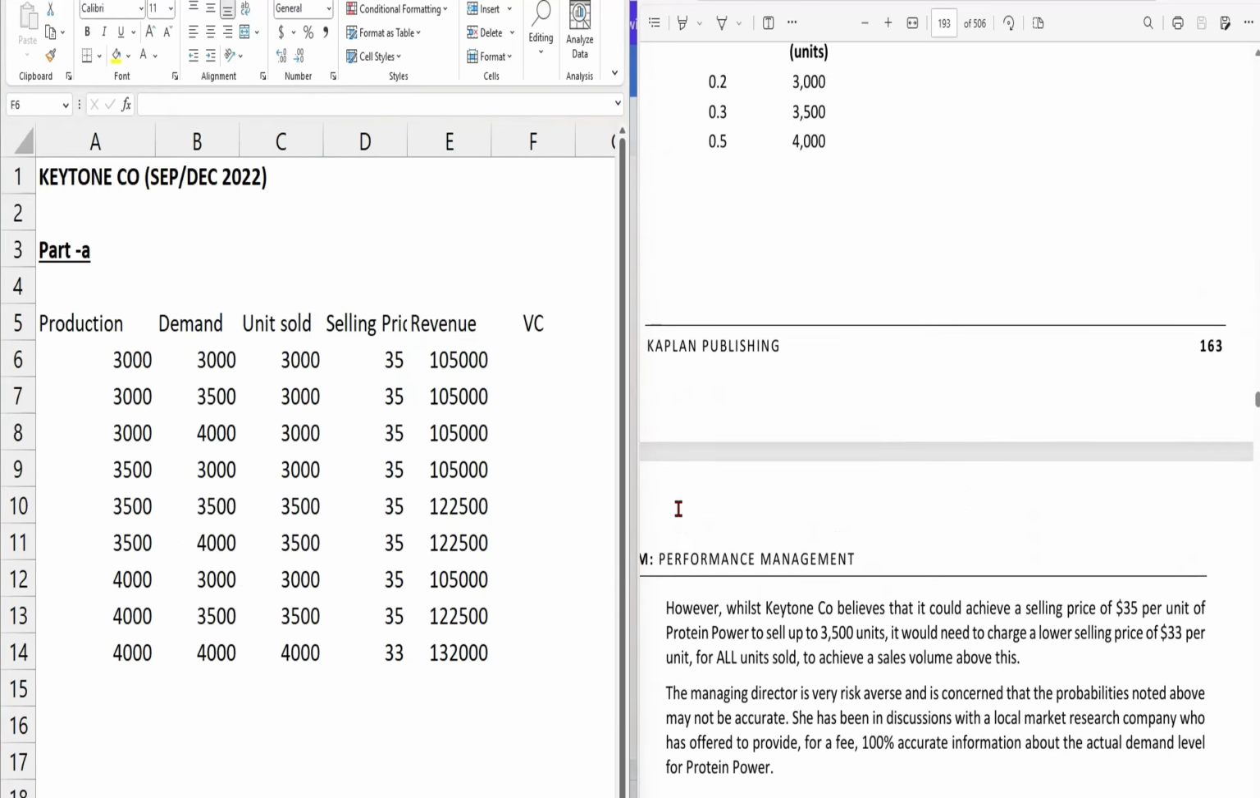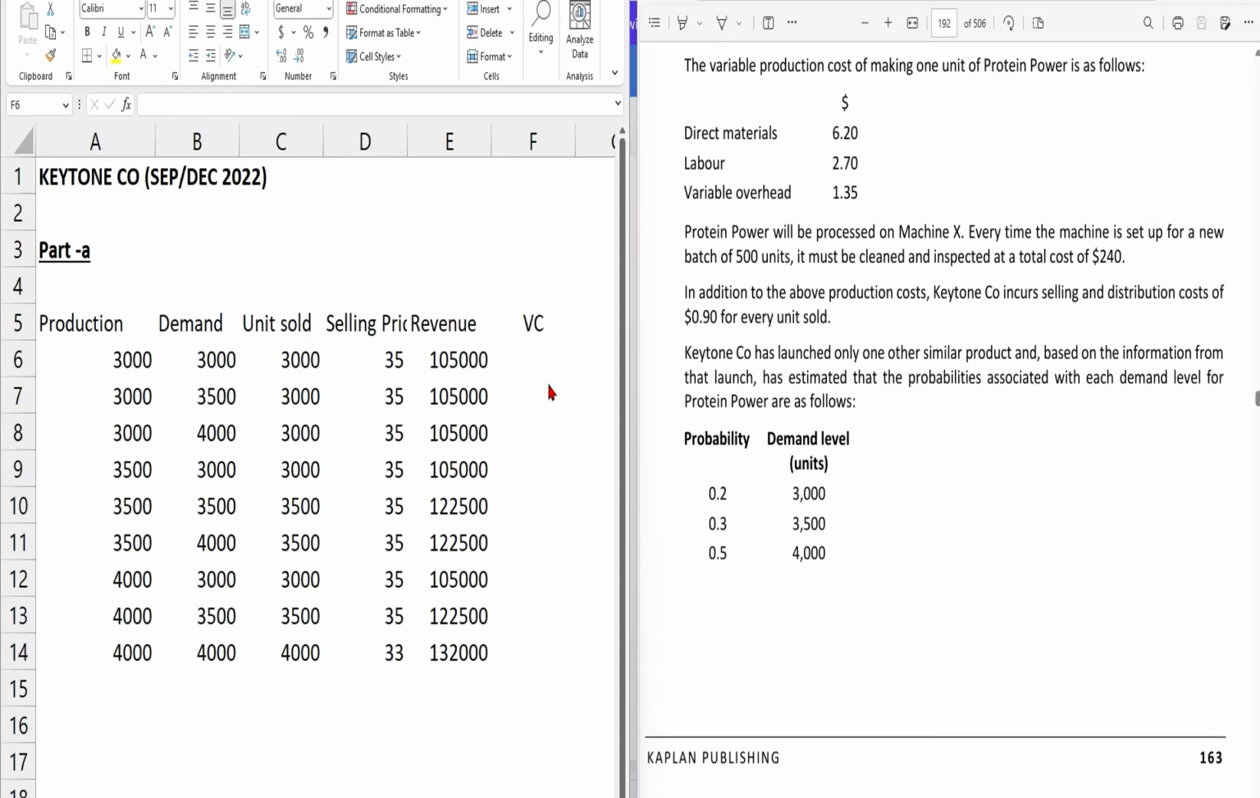Now we will total the variable cost. How much is the variable cost? We have 6.20, then 2.70, then again 1.35. So this much is the variable cost, and for how many units is this variable cost being incurred? For 3000. We will take the production figure. We will not take units sold here, because sometimes the demand is lower than the production, right? That's why we take the production figure, and yes, this is the total variable cost incurred for producing 3000 units.